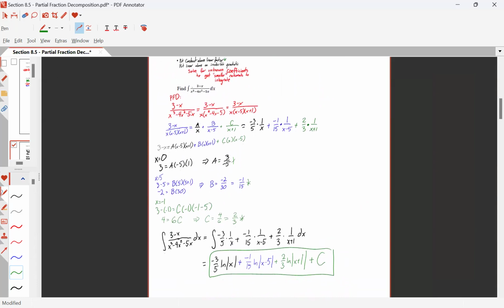So we get that the integral of 3 minus x over x cubed minus 4x squared minus 5x, breaking it down into these smaller fractions, becomes this negative 3/5 natural log of absolute value of x plus negative 1/15 natural log of x minus 5 plus 2/3 natural log of the absolute value of x plus 1 plus C. We will take a look at more examples in the next videos.